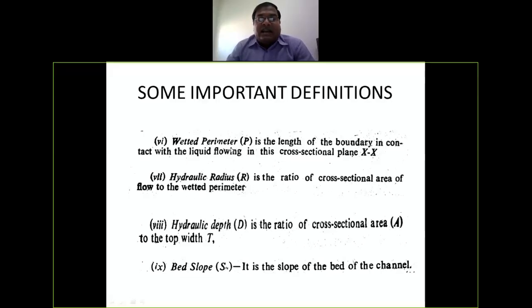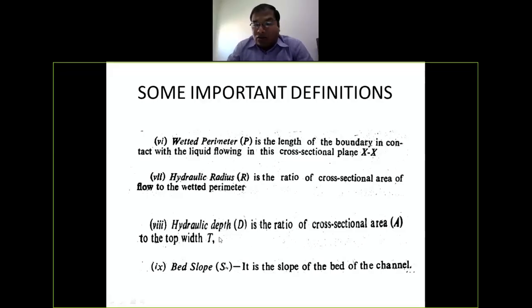Then hydraulic depth D. It is the ratio of cross sectional area to the top width capital T. So you can see here the previous one is hydraulic radius and this is the hydraulic depth, so don't confuse. The hydraulic depth is the ratio of the cross sectional area to the top width T.